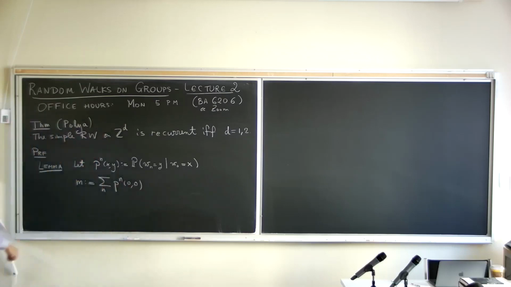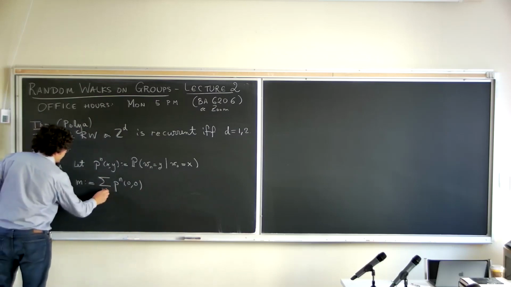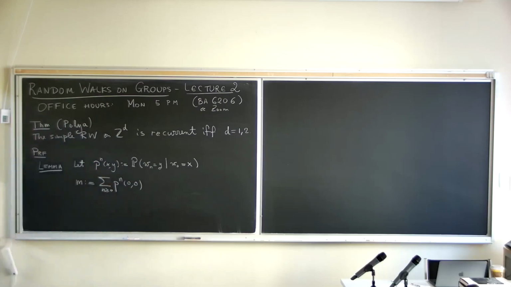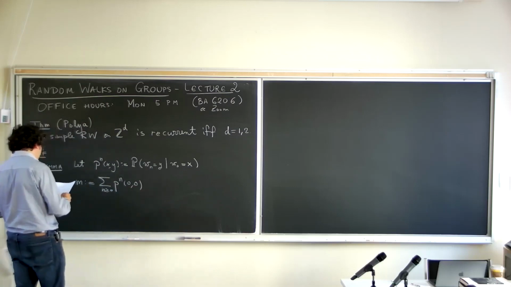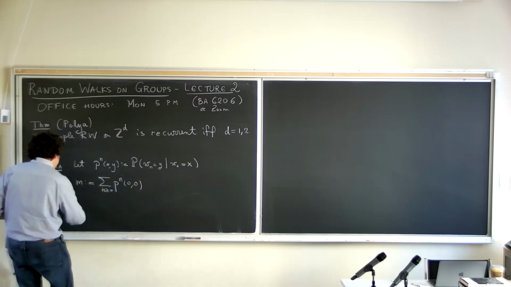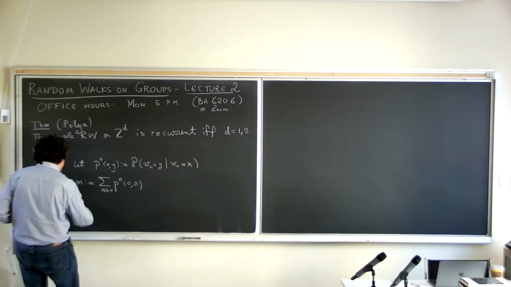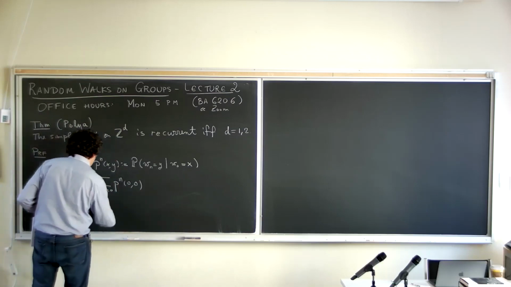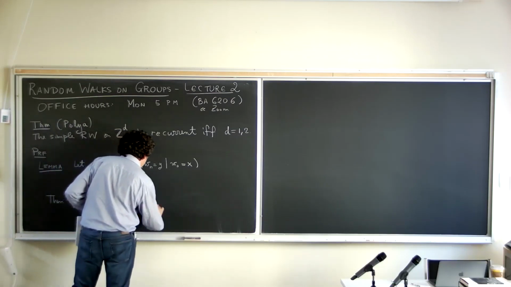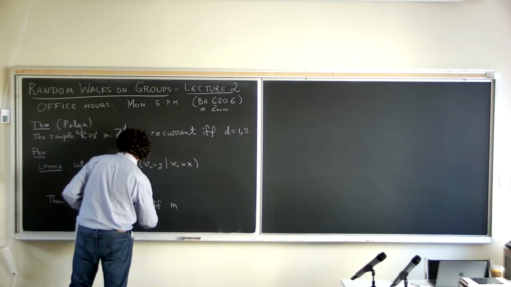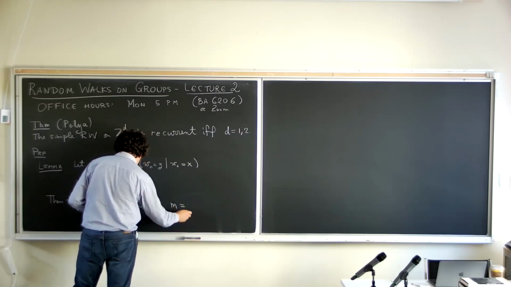Here we have a random walk on Z^d, for instance, so we pick a base point. This is a series of non-negative numbers, which could converge or could diverge. And so the lemma is: the random walk is recurrent if and only if this series is divergent.